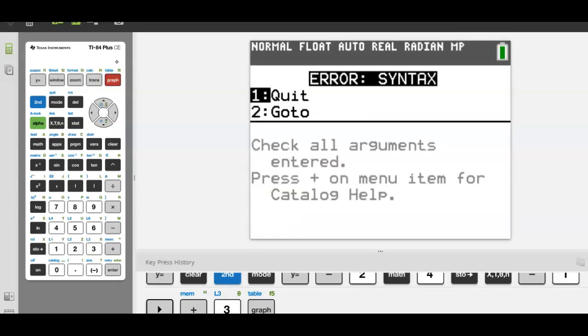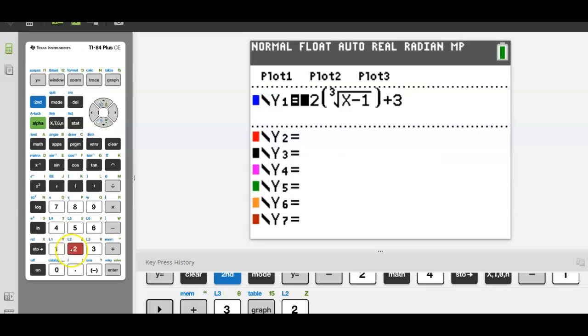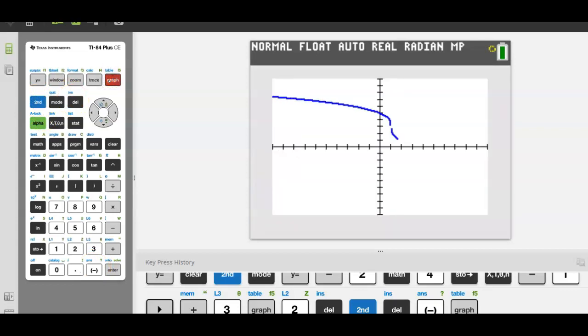When I press graph, I get an error, so I'm going to say go to. Oops, you know what I did wrong? I think I typed negative instead of a minus. It happens. Let me put that negative symbol in instead. All right, let's try graph. There it goes. There's our graph.